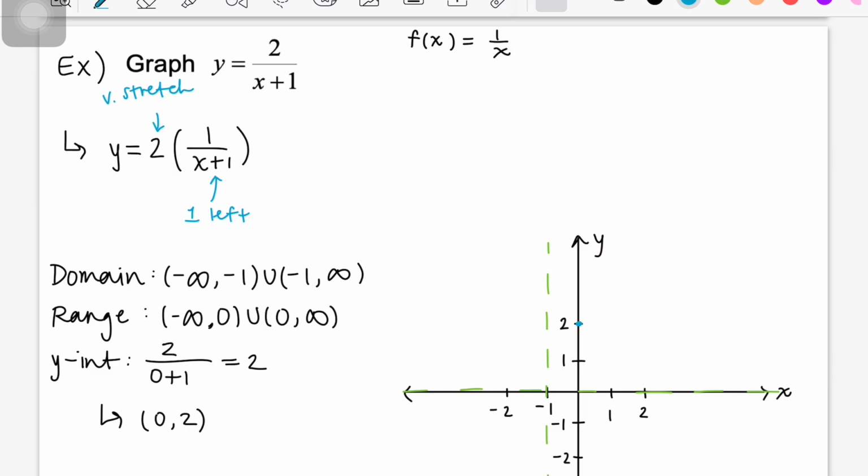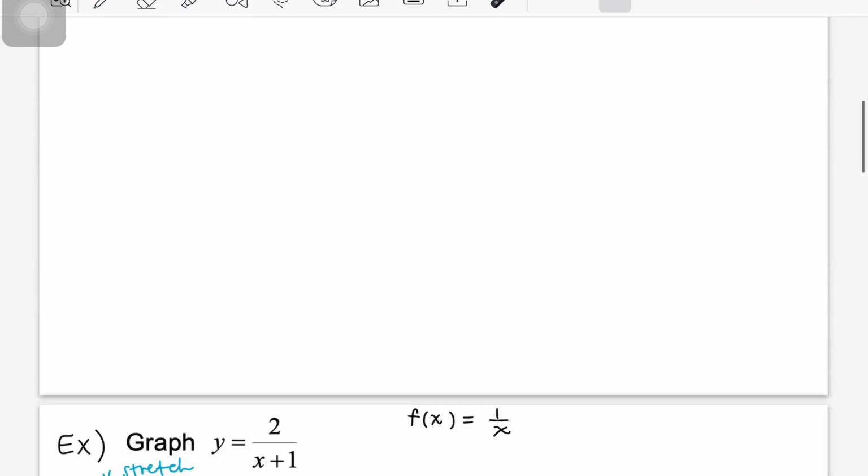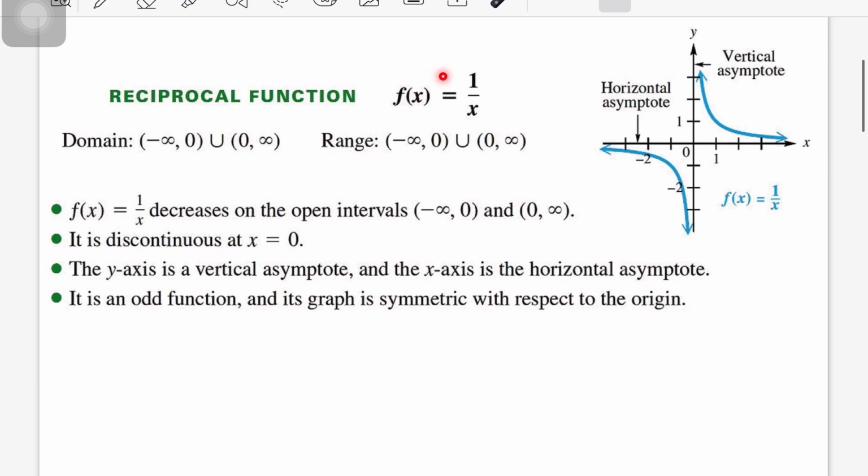So now we're good to go ahead and graph our function. We know to the right of this vertical asymptote, our function is going to look like this and intersect our y-axis at that point. And then to the left of our vertical asymptote, our function is going to behave like this. All right. And again, we just figured that out by using what we know about our parent function, this 1 over x here.